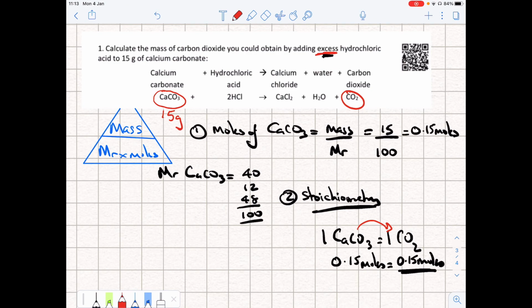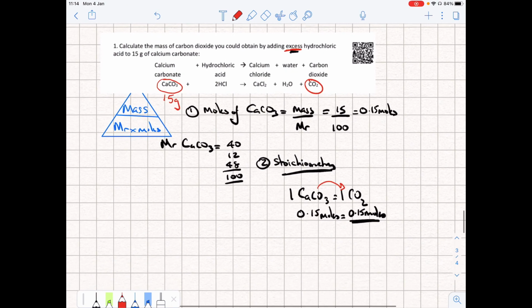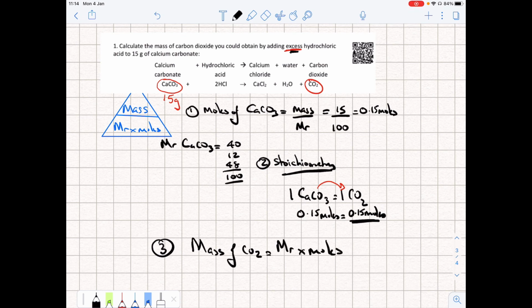Okay. Next step, let's give myself a little bit more room here. The next step, step number 3, the final step, is I know that I have got 0.15 moles of carbon dioxide. What I need to do now is convert that to a mass. So this step is working out the mass of carbon dioxide. Again, using a triangle, I can see that mass is equal to the Mr times the moles.